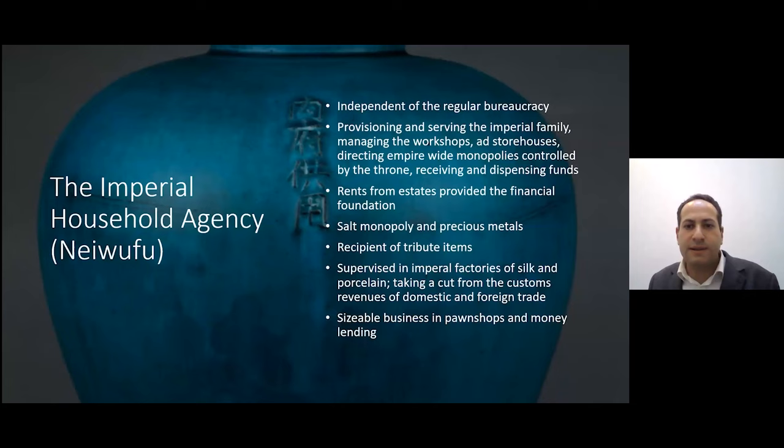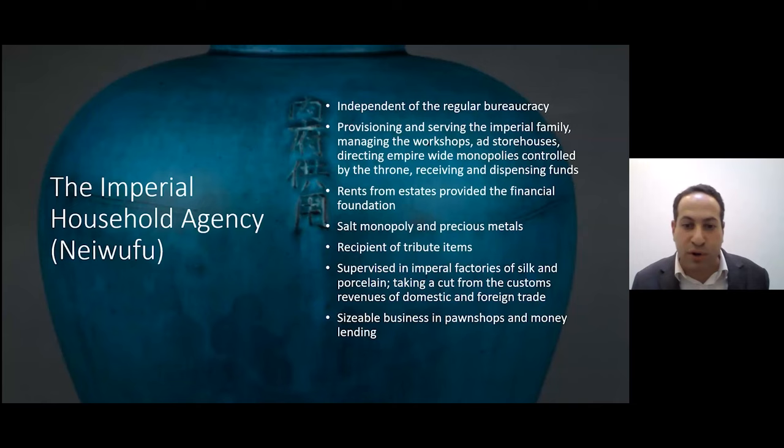They're controlled by the throne, but they receive and dispense funds. They get rents from estates. They are in control of the salt monopoly and the precious metals. They receive tribute. And so they were immensely powerful, immensely wealthy, and could produce the most beautiful objects in the empire. They supervised the imperial factories of silk and porcelain, taking a cut from customs revenues of domestic and foreign trade. And they also had a sizable business in pawn shops and money lending.